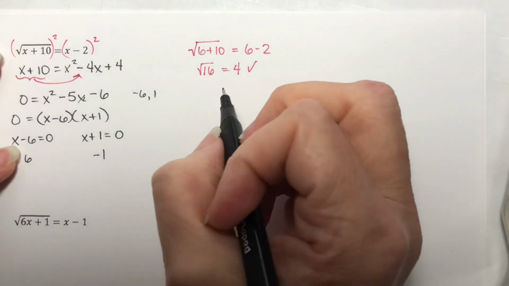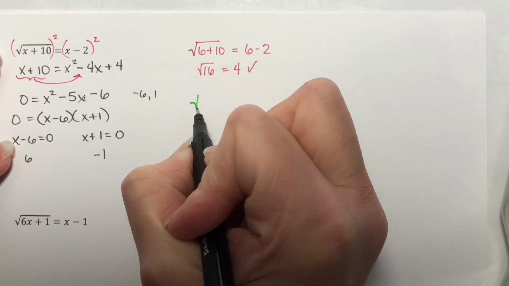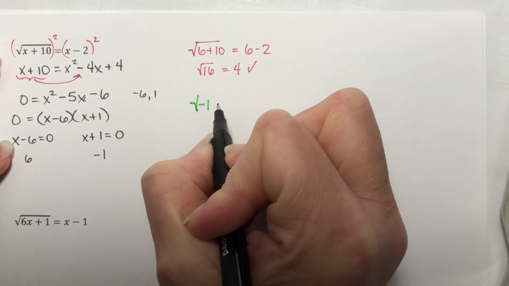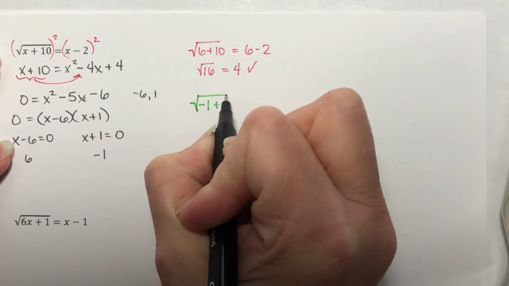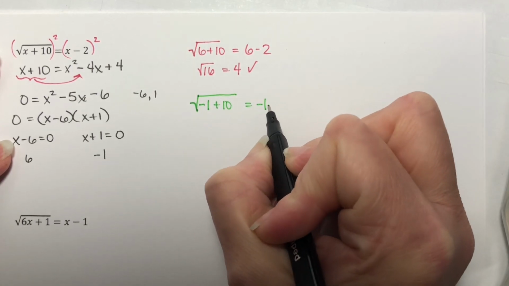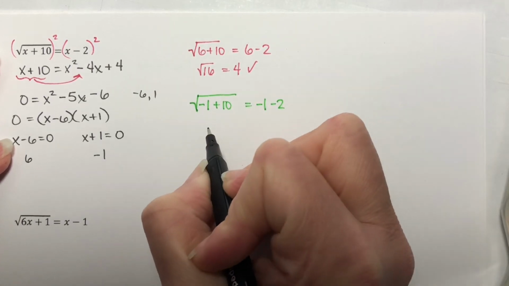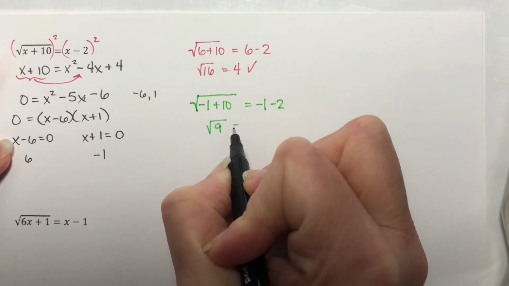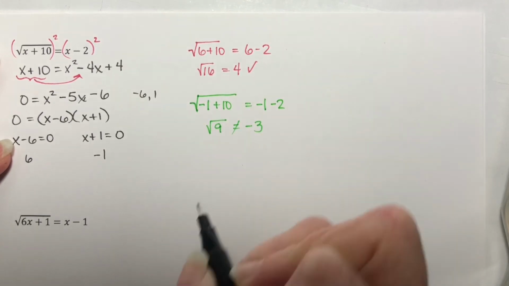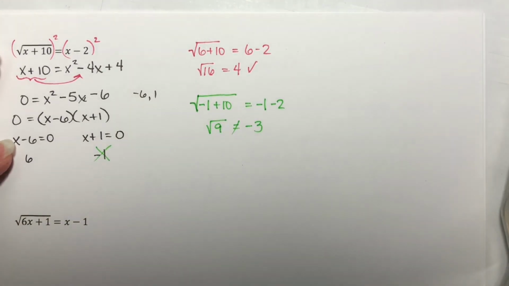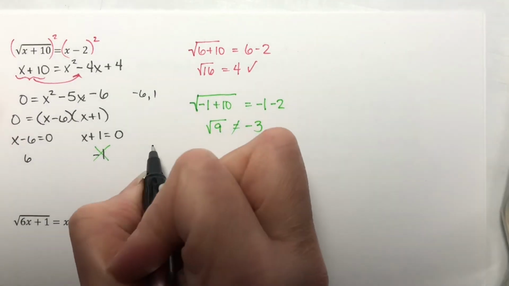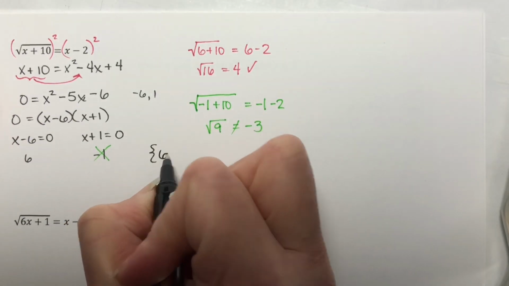Now let's check -1. Have the square root of -1 plus 10 is equal to -1 minus 2. This will be the square root of 9 is equal to -3, which is not true. So -1 was not a good solution. Our only solution here is 6.